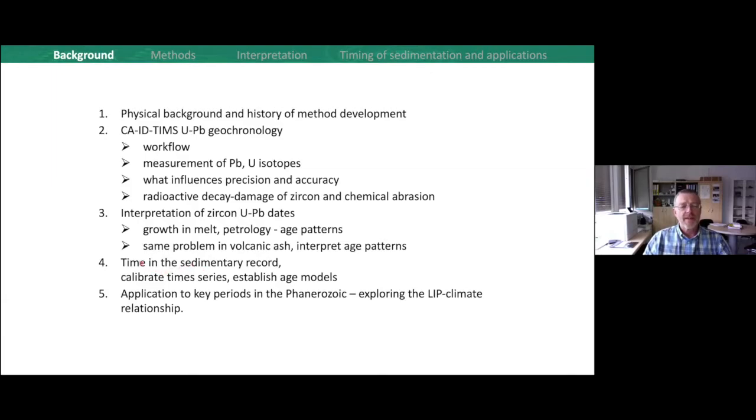How do we quantify time in the sedimentary records? So how do we calibrate time series, compare time series, establish age models, and then also show some application? I will stick to one specific application: the Permo-Triassic boundary and the Siberian Traps as a large igneous province. So exploring a bit this large igneous province climate relationship via geochronology. What are the limits of establishing this link?